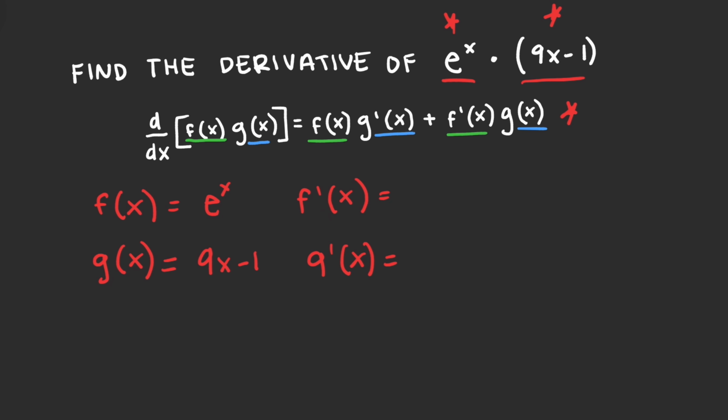So the derivative of e to the x will always be itself, e to the x. That would also be something important to remember. And the derivative of 9x minus 1 is just going to be 9. So again, we're just going to plug everything in, which should give us e to the x times 9 plus e to the x times 9x minus 1. And this right here would be the correct answer, but if you wanted to simplify, because you can simplify further, it would look like this.